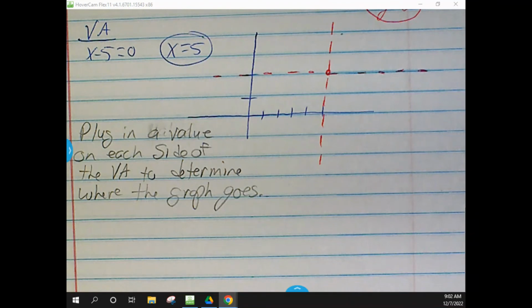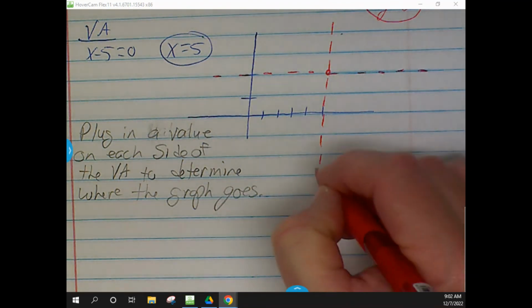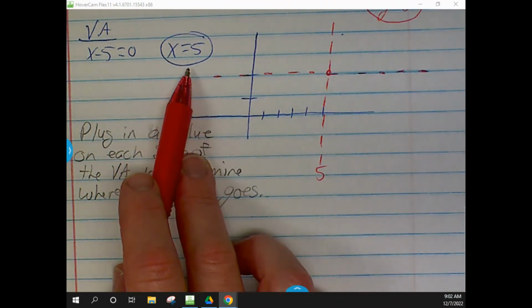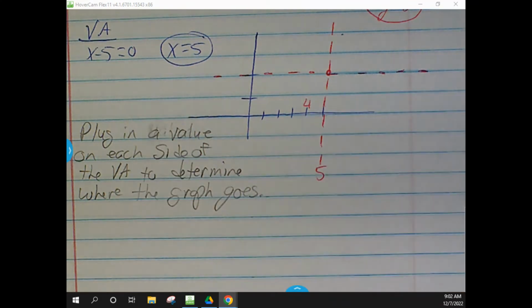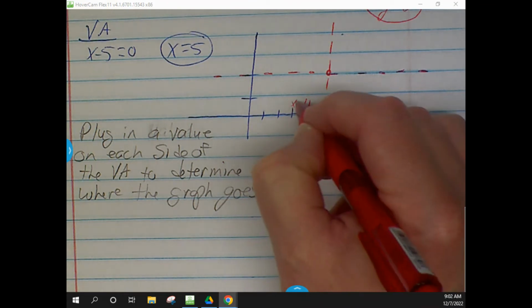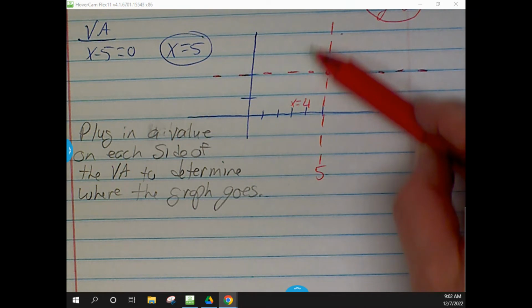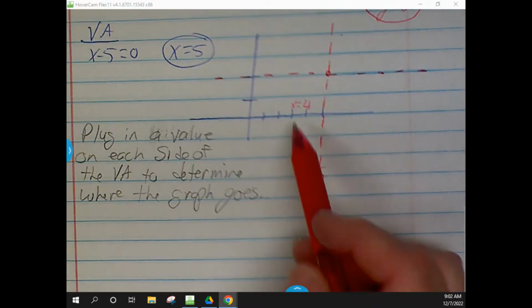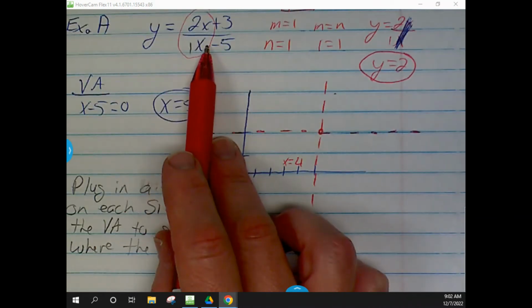And to do that, we just pick one number on either side of the vertical asymptote. So we've got x equals 5. Well, an easy number to plug in is the number right beside it. Let's plug in x equals 4. When we plug in x equals 4, it's either going to be above the line or below the line. That way we're going to know which way this graph is going to be, where it's going to land. Okay, so we're going to take x equals 4 and plug it back into the original equation and see what happens.